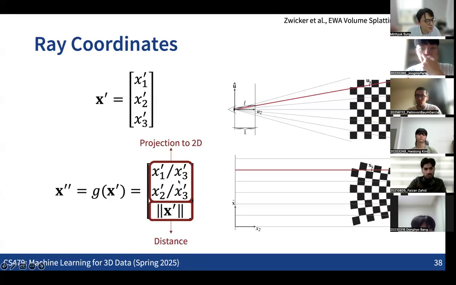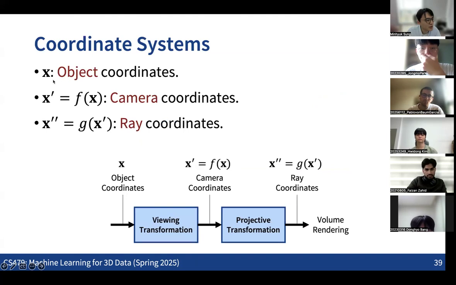So the first two terms are basically the projection into the 2D space, and the last term basically becomes the distance here. So we are basically defining three coordinate systems. We're going to use this notation. The x indicates the object coordinates points, x prime indicates the camera coordinates, and the double prime indicates the ray coordinates. For each coordinate system, we have the viewing transformation and also the projective transformation. Make sense? The viewing transformation will be denoted as the function f here, and the projective transformation will be denoted as the function g here.